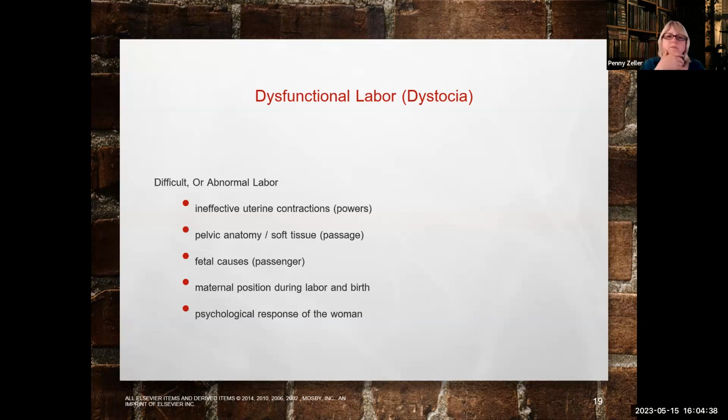The powers. Are our mother's uterine contractions strong enough? Do they occur often enough? Is her pushing adequate? And then, of course, the passageway would be mother's anatomy. That affects labor. If she has a very narrow pelvis, there might be some disproportion there that we can't deliver vaginally.